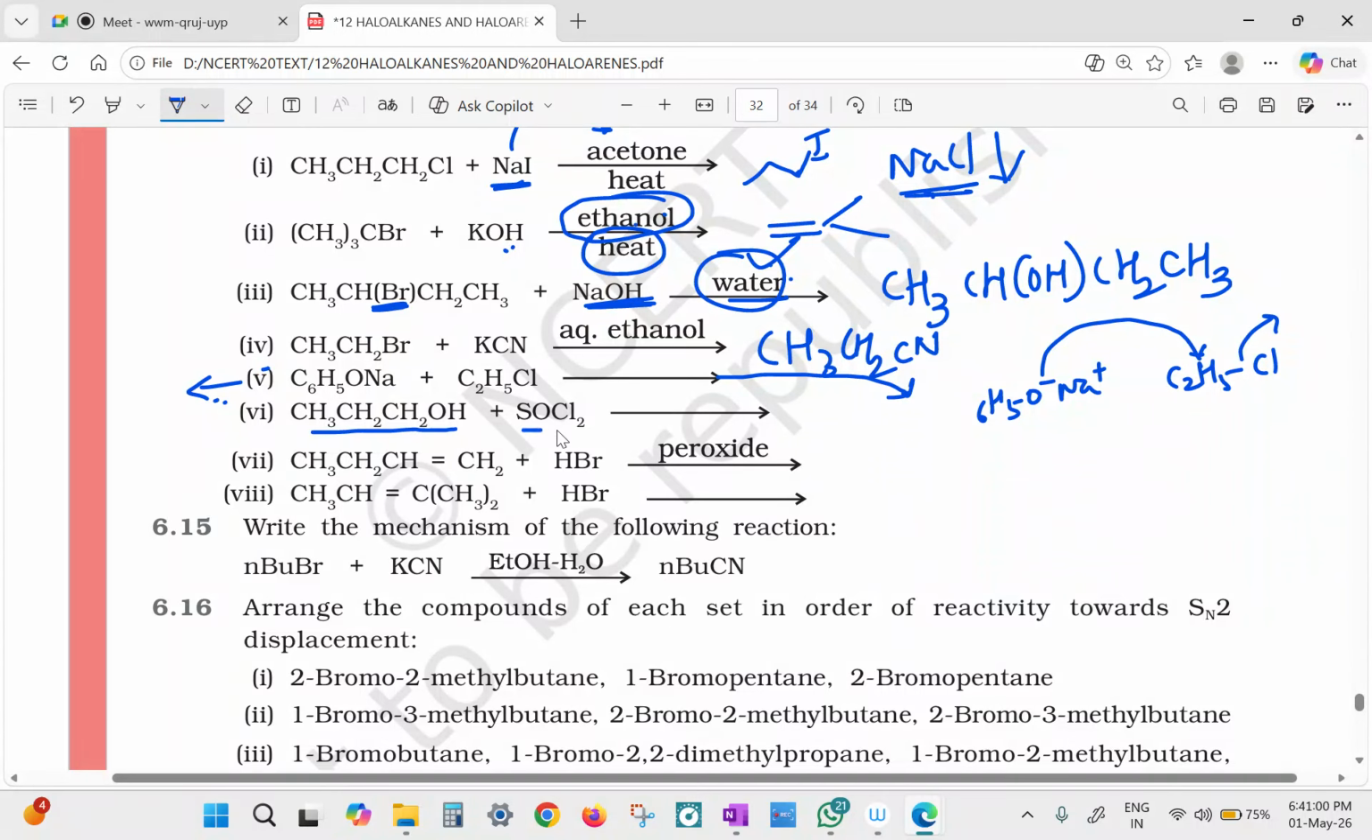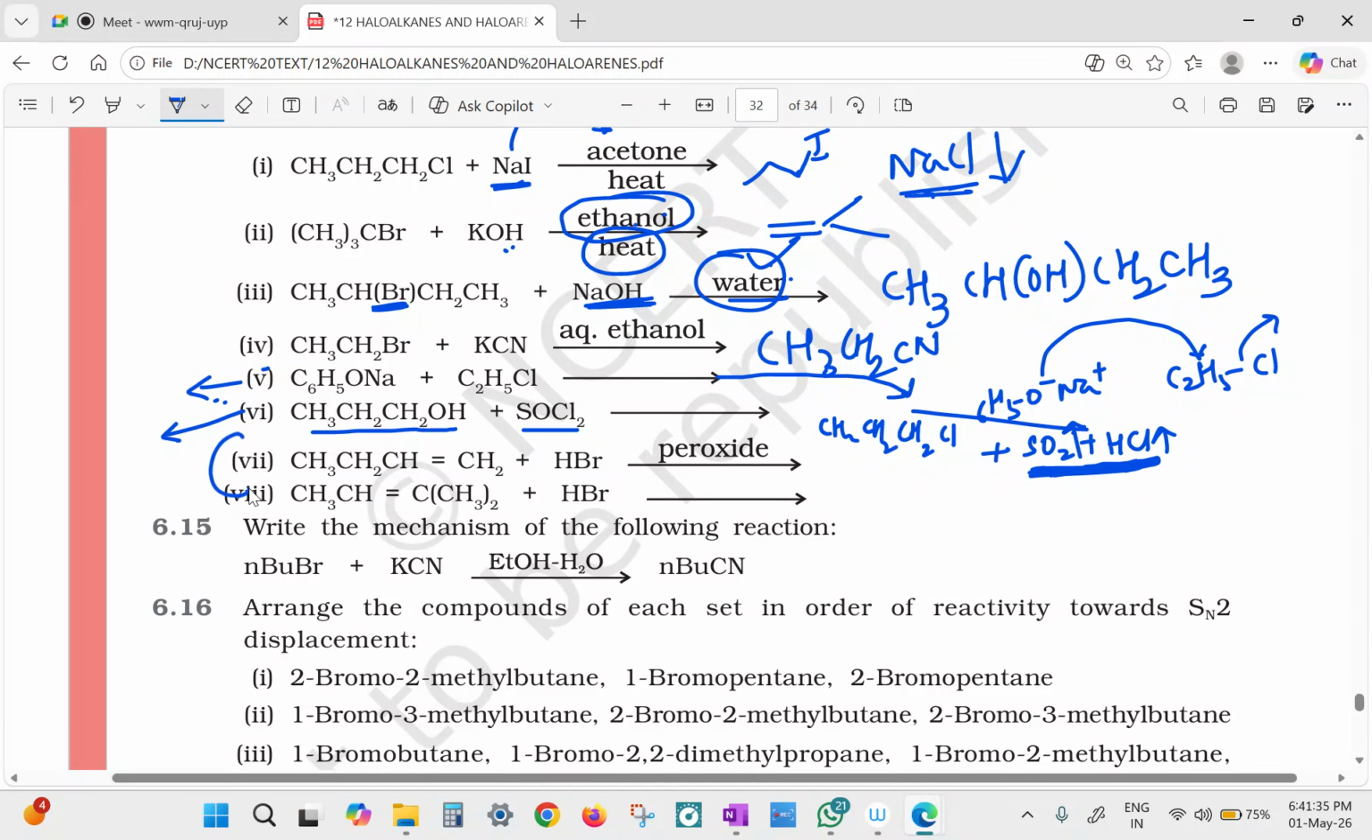What will happen when alcohol is treated with SOCl2? It's a straightforward question. And this is the most preferred. CH3CH2CH2Cl plus SO2 and HCl. This is the most preferred way of making a halogen alkane or haloalkane because both the byproducts are gaseous in nature, so they will be moving out.